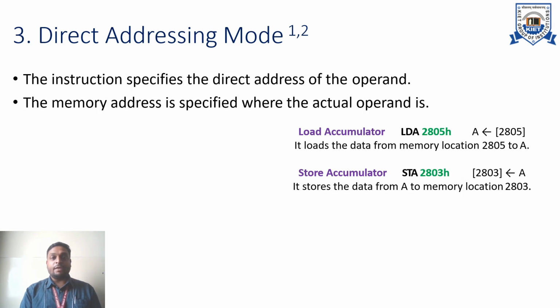Next is direct addressing mode. The direct addressing mode consists of instruction in which the address of memory location is specified. Here we have an example of load accumulator. The instruction is LDA 2805. In this, 2805 is the memory location from which the content has to be loaded into the register A.